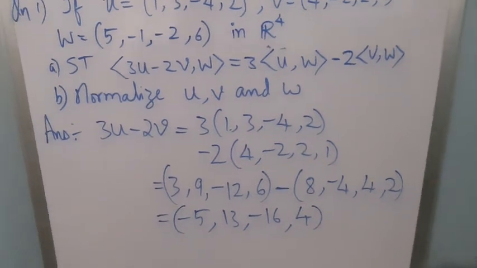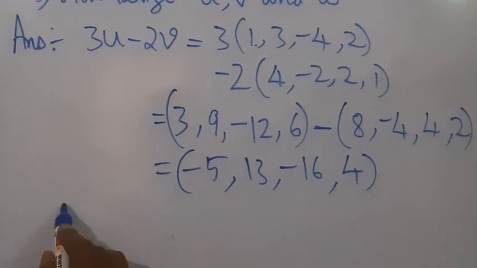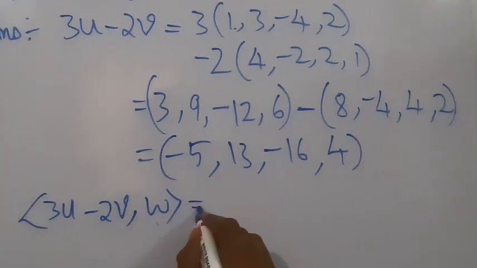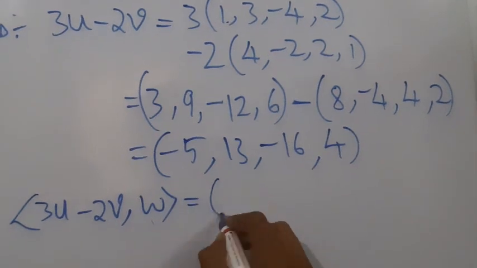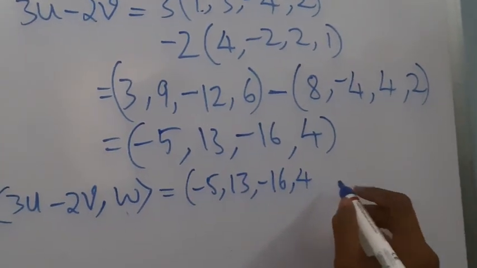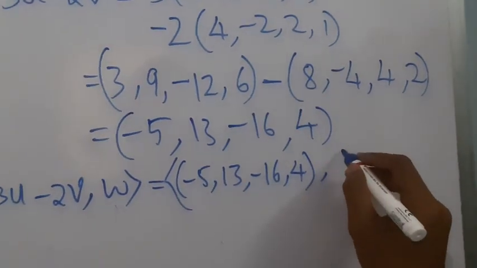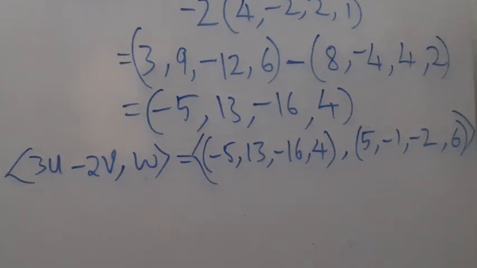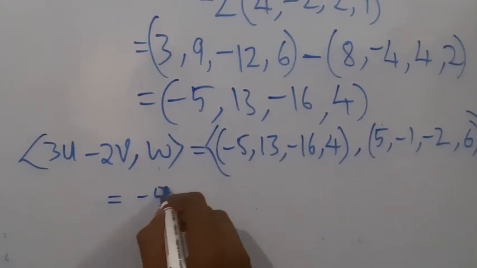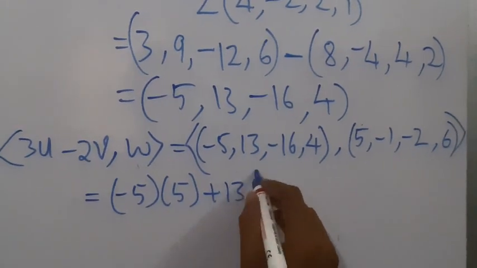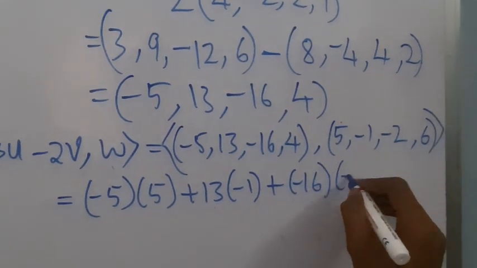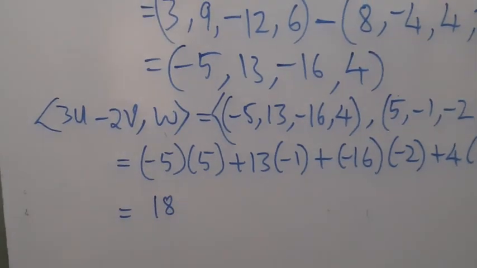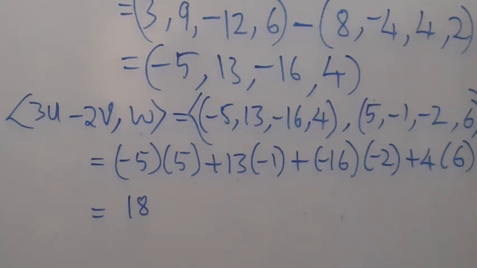Now we require inner product of 3u minus 2v comma w. That will be, now we have (minus 5, 13, minus 16, 4) and w is (5, minus 1, minus 2, 6). Since on R4, the inner product is the usual dot product, we find minus 5 into 5 plus 13 into minus 1 plus minus 16 into minus 2 plus 4 into 6, so the inner product simplifies to 18.